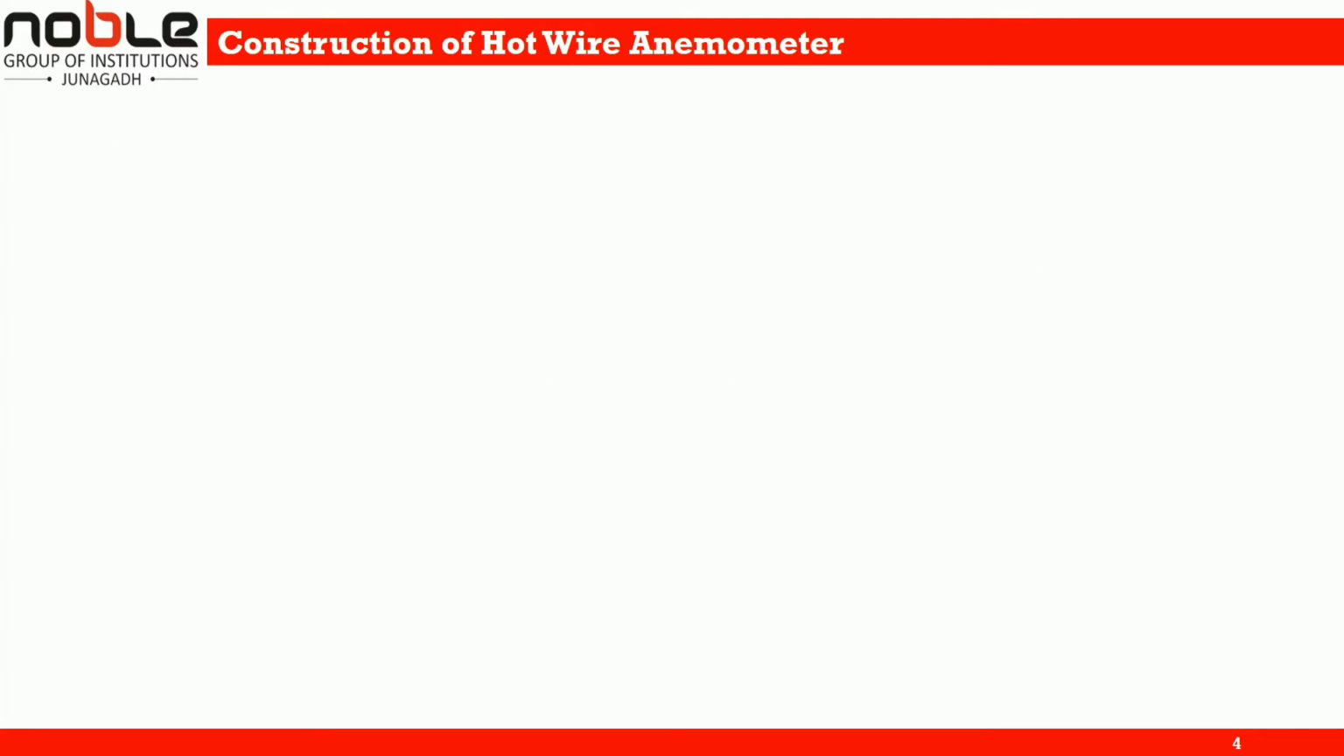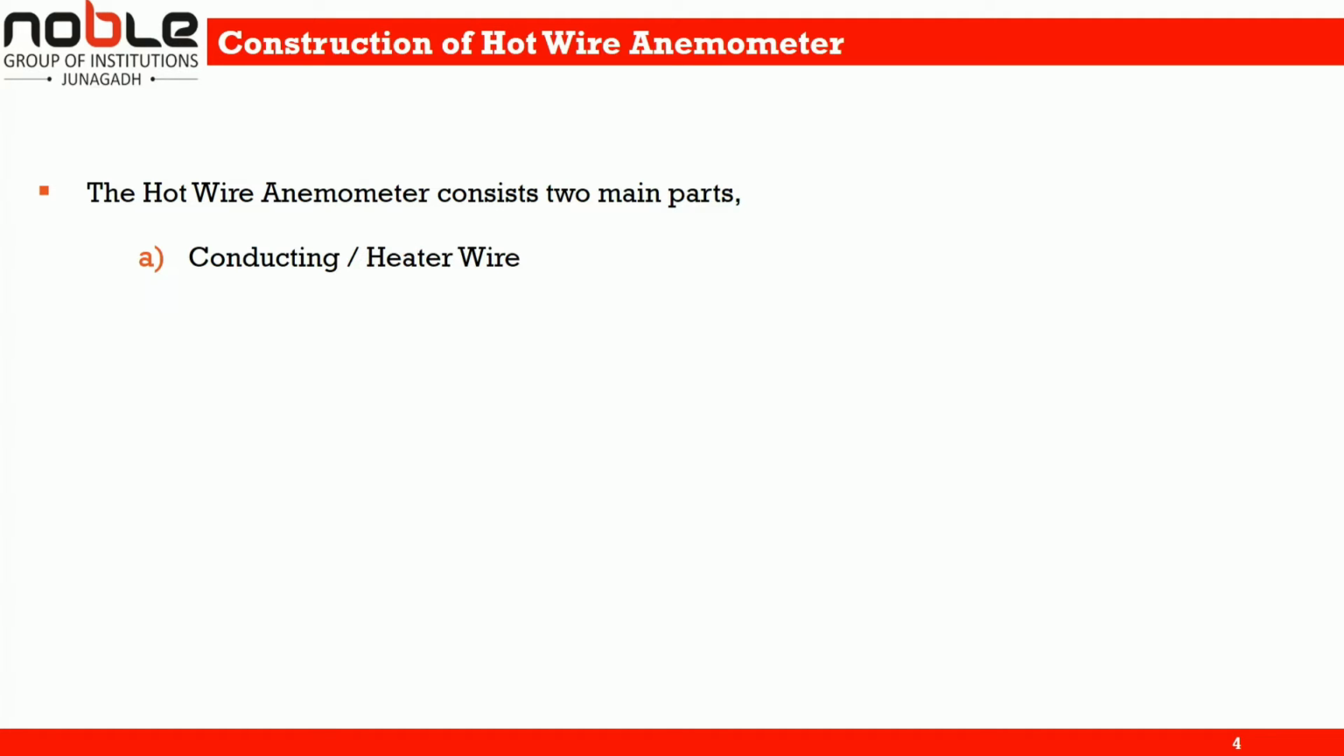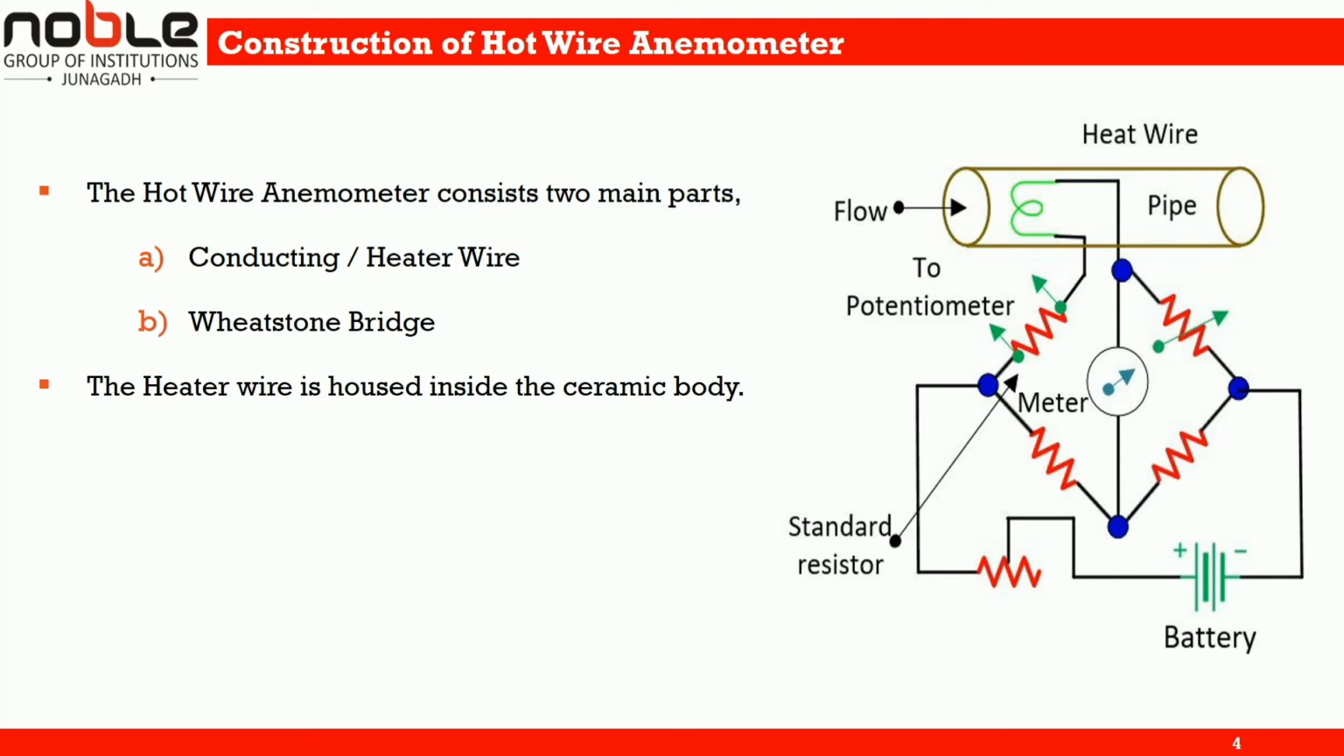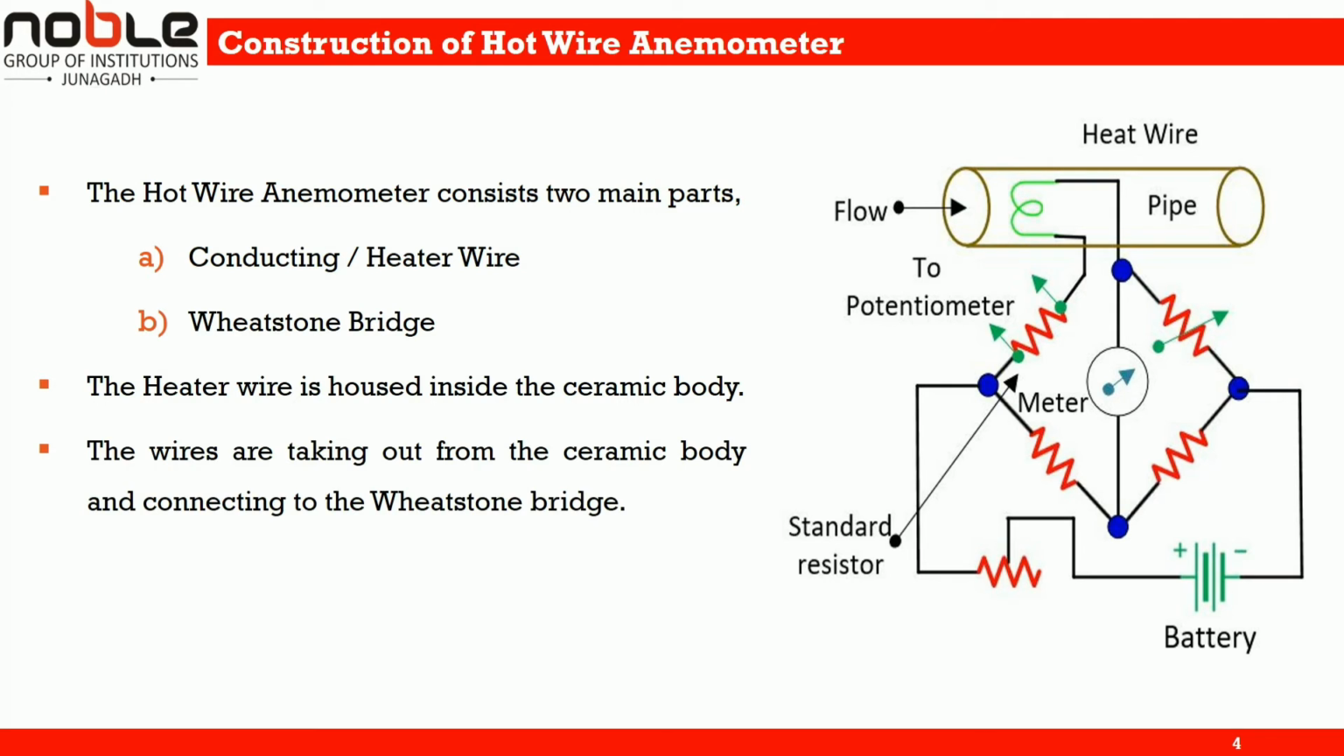Now let us see the construction of the hot wire anemometer. As we can see in the figure, in the hot wire anemometer, there are mainly two components. The first one is a heater wire, or we can say conducting wire, and another one is the Wheatstone bridge. The heater wire is housed inside the ceramic body, and the wires are taken out from the ceramic body and connected to the Wheatstone bridge, as we can see in this figure.